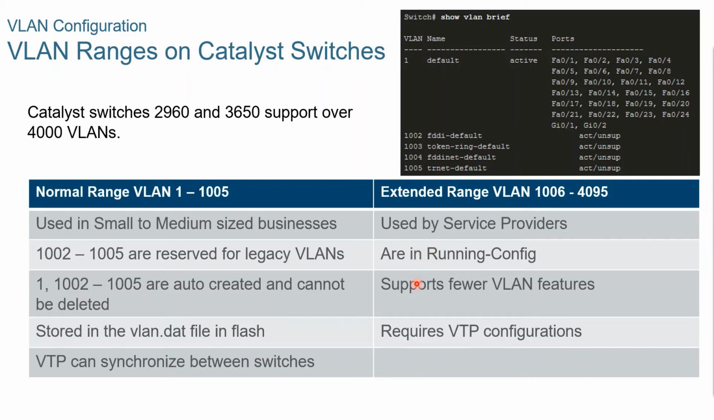Take note that 4096 is the upper boundary for the number of VLANs available on Catalyst switches, because there are 12 bits in the VLAN ID field of the IEEE 802.1Q header.